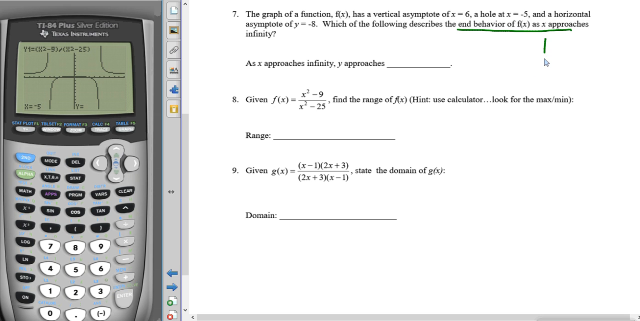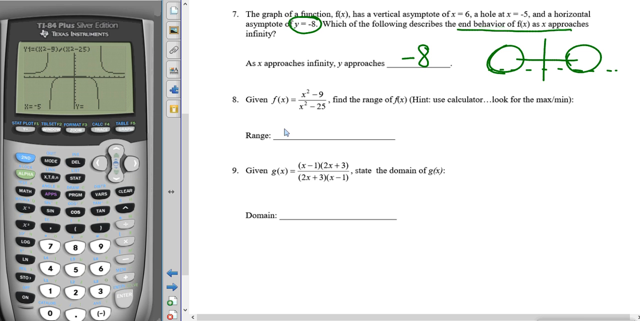Well, we should realize that end behavior is telling us what's happening over here on the left and the right side of the graph. So that's going to be, where does our graph level out as a horizontal asymptote? That was y equals -8. So y approaches -8 is my end behavior for either positive or negative infinity there.